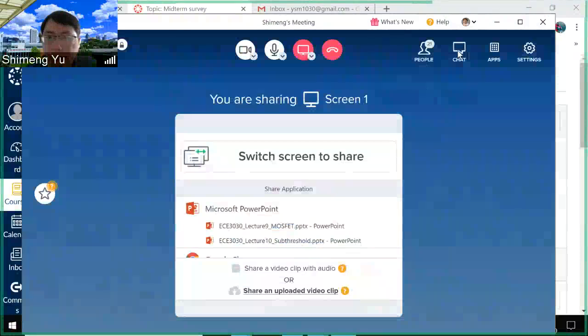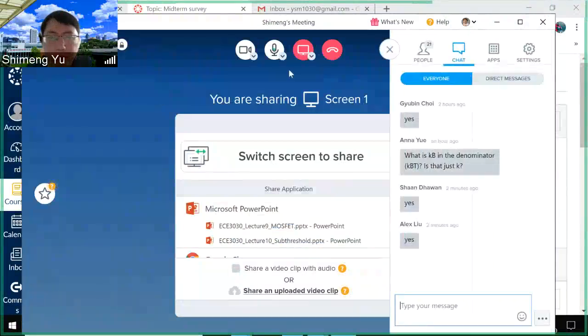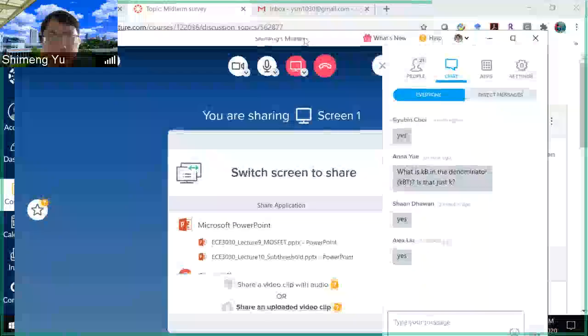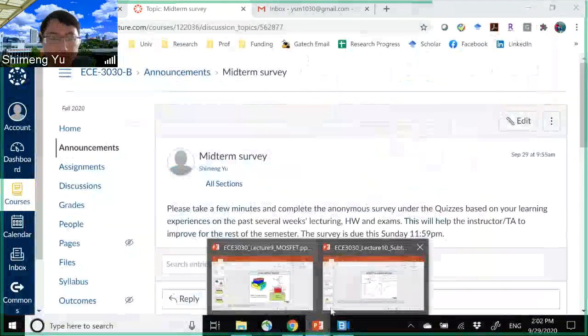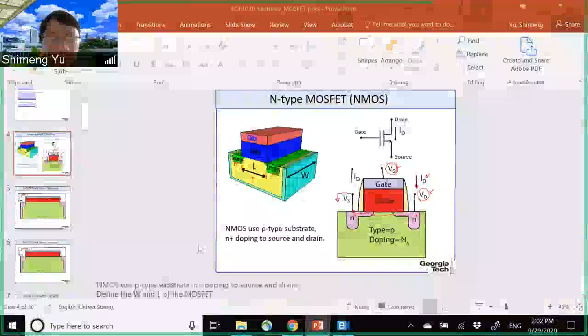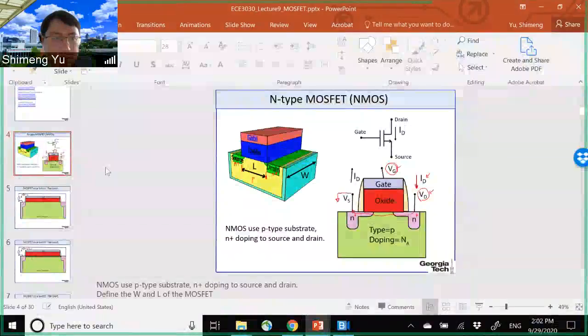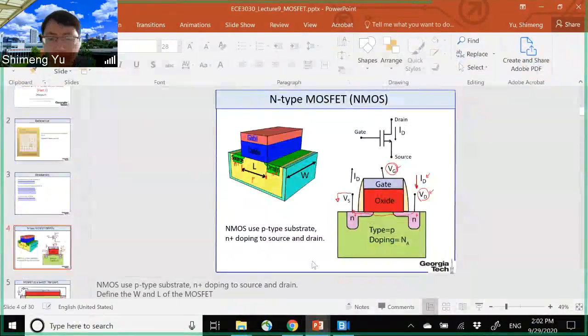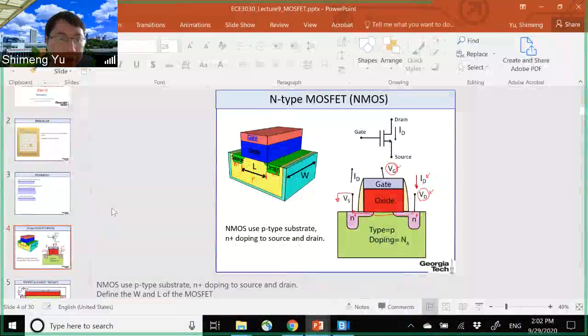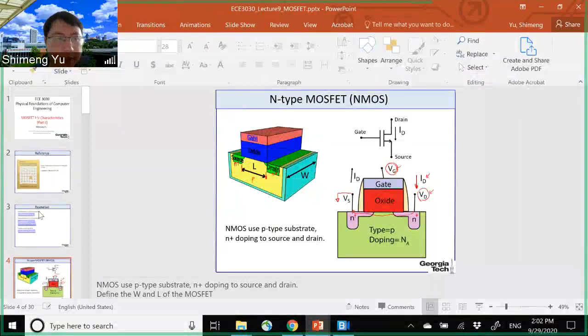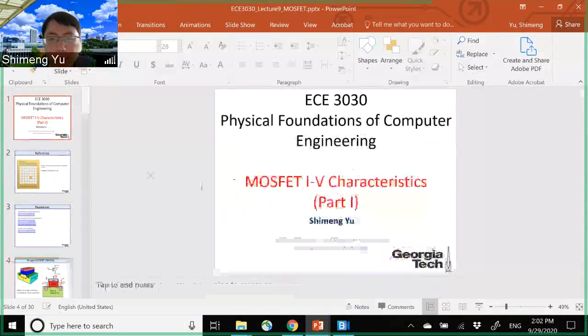All right, so any other questions before we start? Since the first midterm was about 2 weeks ago, before we discuss the new materials, I think it's good to have a quick recap of lecture 9, where we talked about the MOSFET IV characteristics.